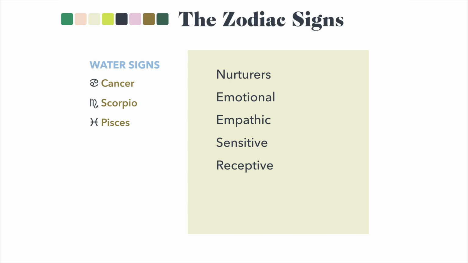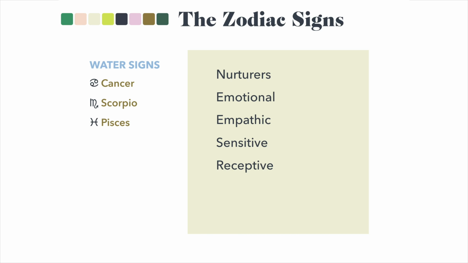And then the water signs, Cancer, Scorpio, and Pisces. It's like water: a nice warm bath, or it can be a tsunami. But in general, water energy is nurturing and emotional and empathic, sensitive, receptive. These are the intuitive signs that feel everything.